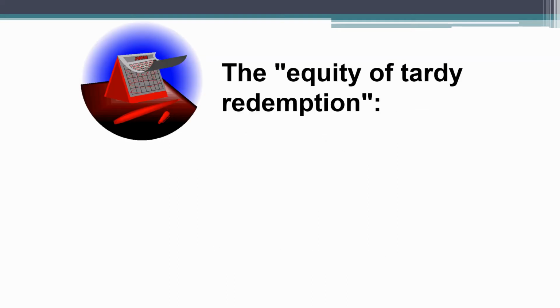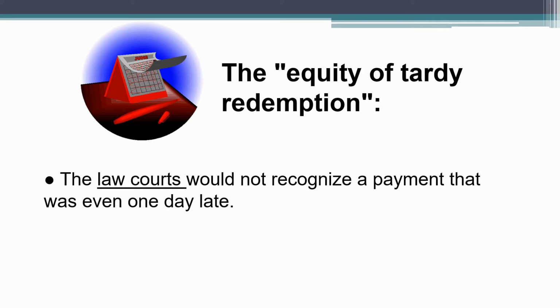Now, the loans in those days were normally due all at once, not in monthly installments, but in a single payment on a fixed date, which was known as law day. And the law courts would not recognize a payment that was even 1 day late. If the mortgagor made the payment even a day late, it would be too late to redeem the land, and title would remain permanently with the mortgagee.